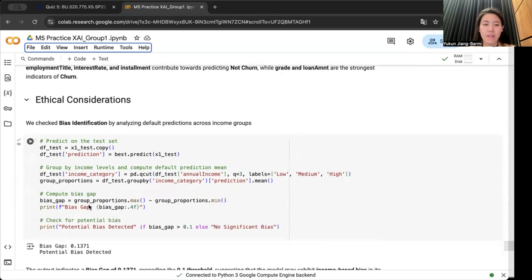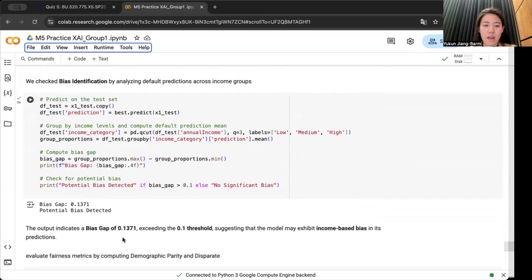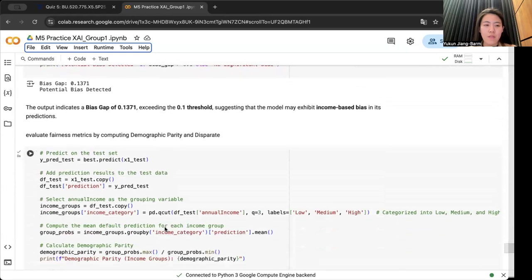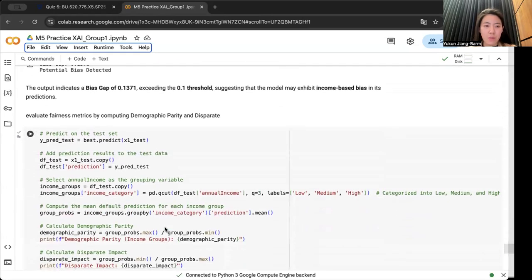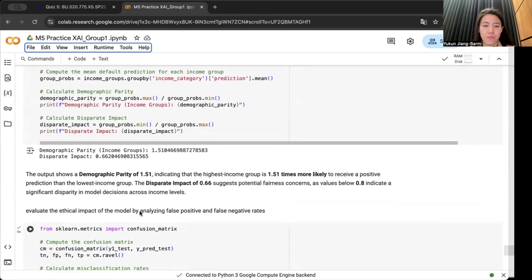First, we check the bias identification by analyzing default predictions across income groups. And we found a bias gap of 0.137, exceeding the 0.1 threshold, suggesting that the model may exhibit income-based bias in these predictions. Then we evaluate the fairness metrics by computing demographic parity and disparate impact. The output shows a demographic parity of 1.5, indicating that the highest income group is 1.5 times more likely to receive a positive prediction than the lowest income group.